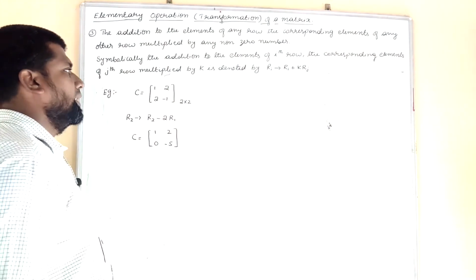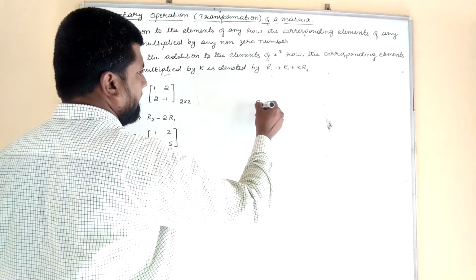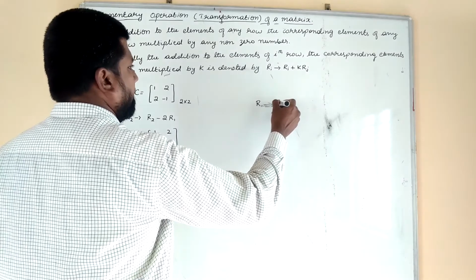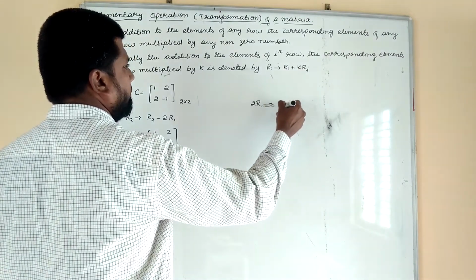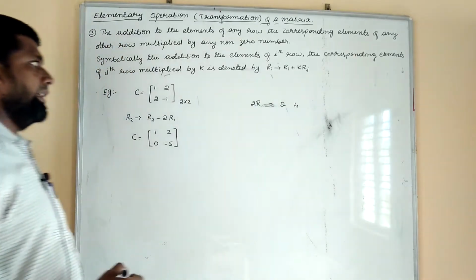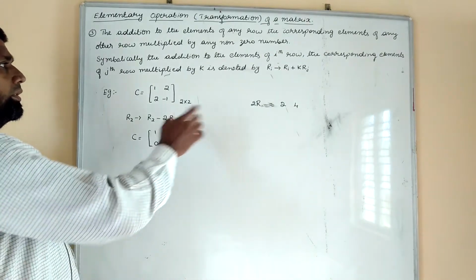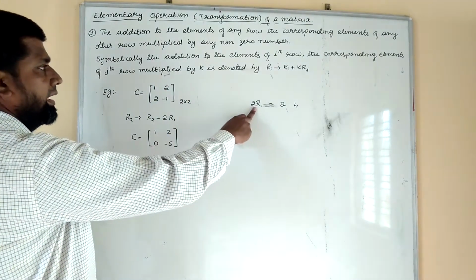We have to assume that. So the first row has changed. If you multiply with 2, 2R1 means what are you getting? 2, then 4. You should assume that. Okay. So here 1 and 2 are there, but we are multiplying with a scalar multiple.